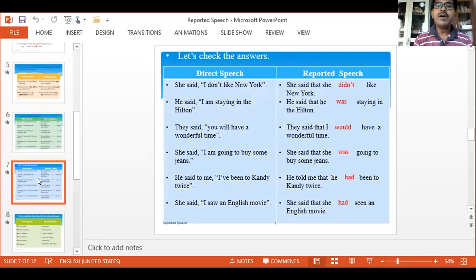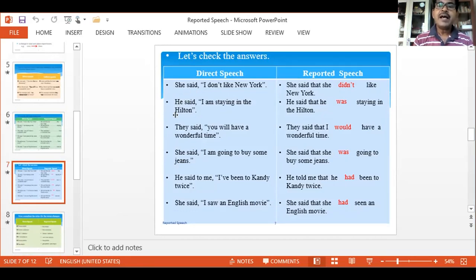Look at the verb don't like. What happens to don't like? She said that... Look at the change in the pronoun as well. I becomes she, and don't like has become didn't like. Look at the change, the pronoun as well as the verb. Then we'll move on to the next one.